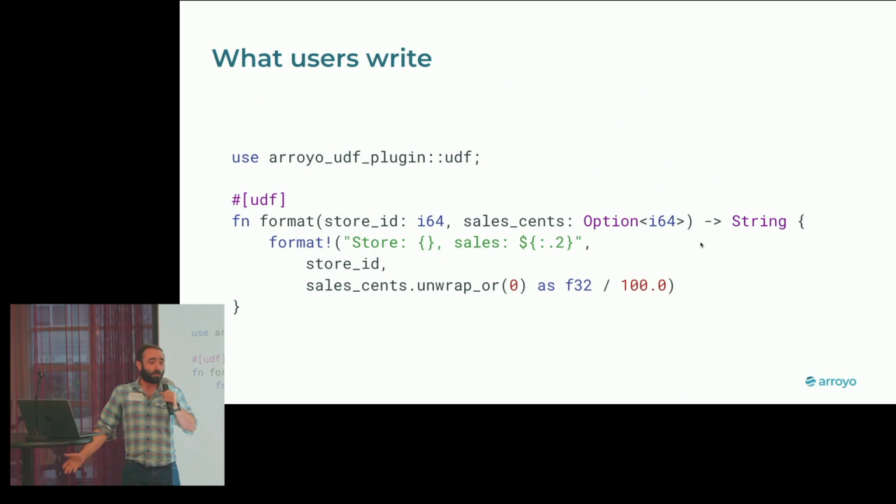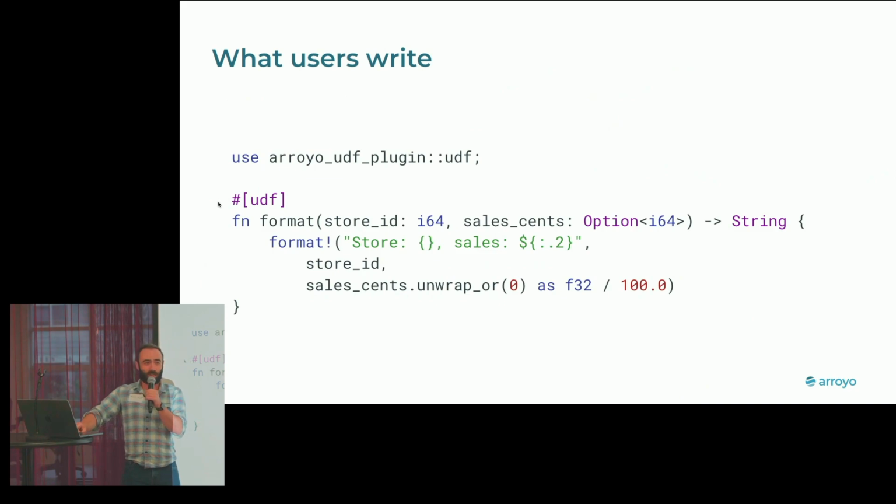But the end result of all this is that our users get this really nice UDF interface. They don't have to think about Arrow. They don't have to think about DataFusion. They don't have to think about C FFI compatibility. They just write their function that does their thing with normal Rust types, and it all just gets handled for them. The magic for how that actually works is here.